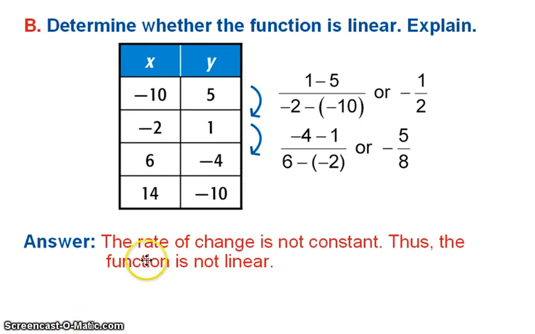Okay, B. Now look at this one. When you go from this one to this one, from 1 minus 5, and then from negative 2 to negative 10, you get a negative 1/2. But if you go to the next step, you don't get that. You get a negative 5/8. The rate of change is not the same. Therefore, it's not a linear function. That rate of change is not constant. Therefore, it's not a linear function.